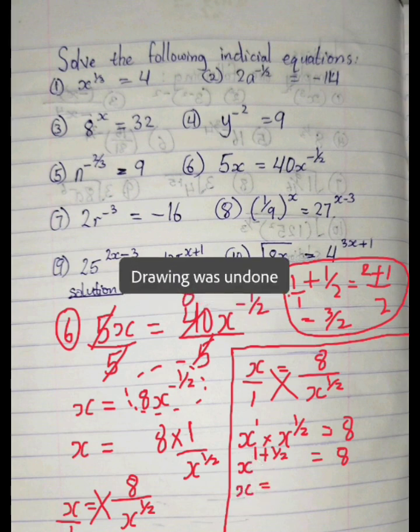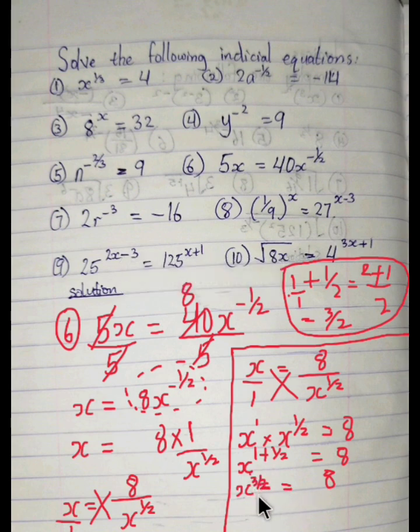Sorry, I have to write it here. x raised to power 3 over 2 is equal to 8. So this was the half here. Now, x, so we can multiply this by its inverse. The inverse of 3 over 2 is going to be 2 over 3. So I would like to clean everything that we have here so that we can have more space to solve this problem.